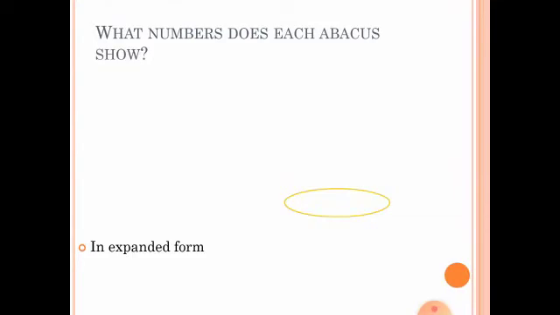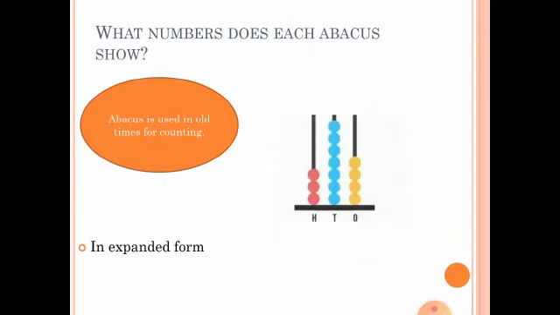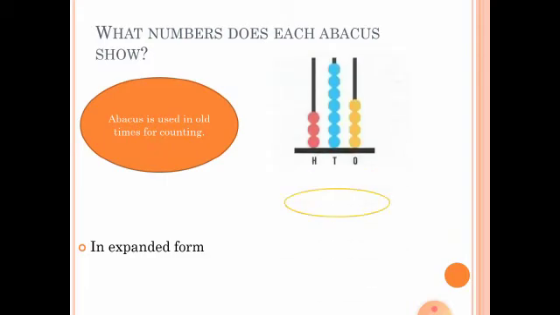What number does each abacus show? Abacus was used in old times for counting. Here you can see the picture of an abacus. Now the difference is, instead of blocks we can see beads in the abacus. There are also 3 columns: ones, tens and hundreds. In the ones column there are 4 beads.